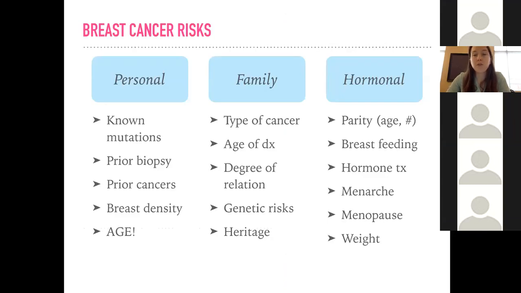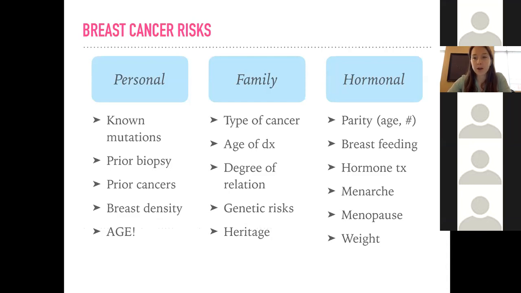So there are three big buckets of breast cancer risks that we can categorize for patients. The first group is personal risks. So this is just specific to the patient themselves. If the patient has known mutations that put them at higher risk for cancers or breast cancer specifically, that's of course going to be an increased risk.